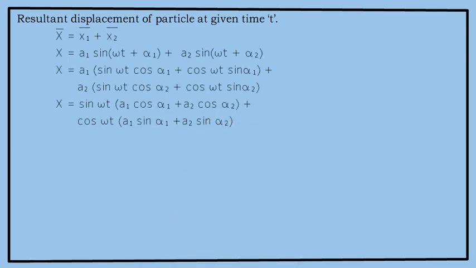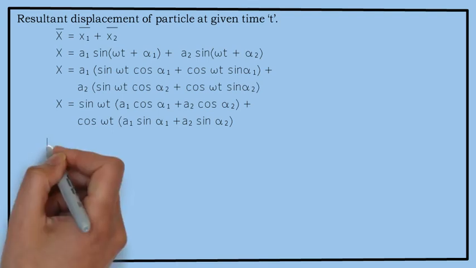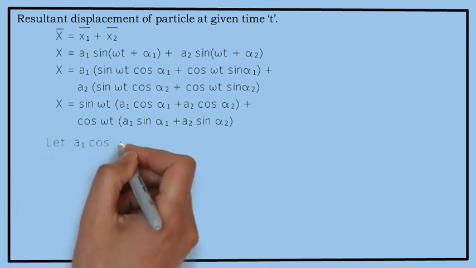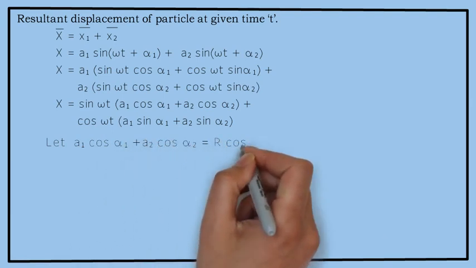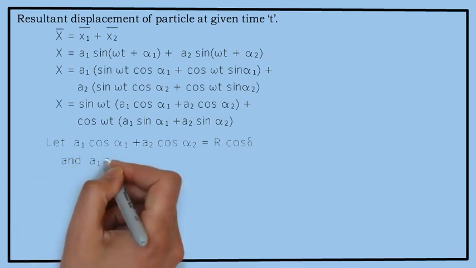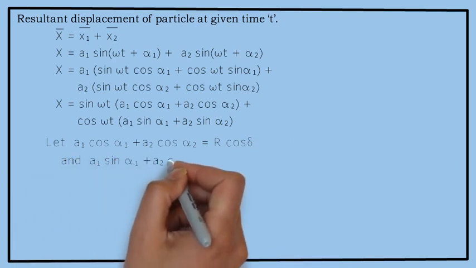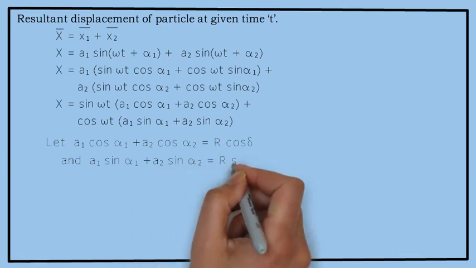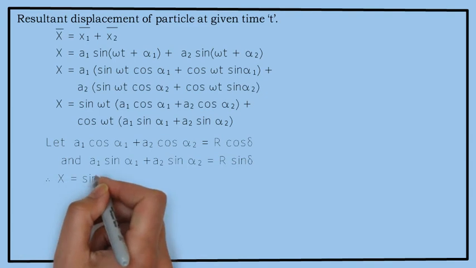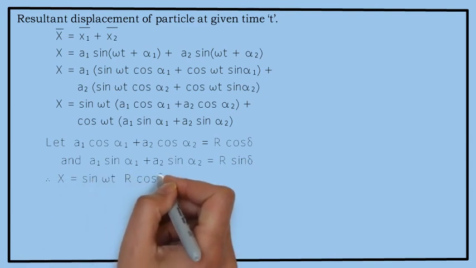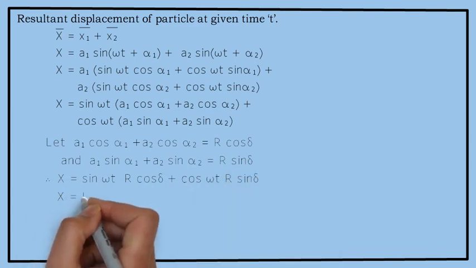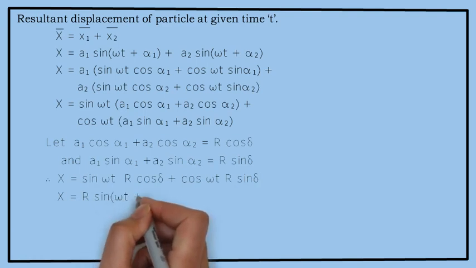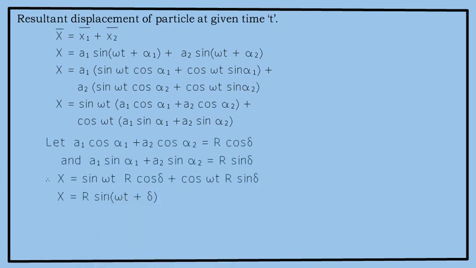Now I have obtained two brackets. The first bracket out of this is a1 cos alpha 1 plus a2 cos alpha 2. I assume that is equal to r cos delta, and a1 sine alpha 1 plus a2 sine alpha 2, I assume it as r sine delta. If I replace this r cos delta and r sine delta in the expression, we get x is equal to sine omega t r cos delta plus cos omega t r sine delta. Take out r. So what is left in the bracket? Sine omega t cos delta plus cos omega t sine delta. So x is equal to r sine omega t plus delta.